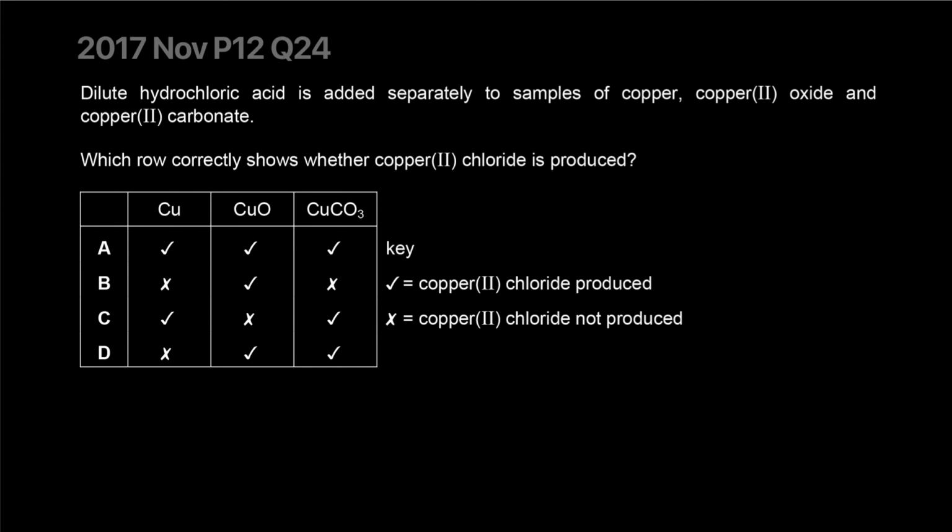All right, this is like a real question which should clear up a lot of issues people have with acids and bases and metals, like how things jumble up. Okay, so dilute hydrochloric, and I'd like to note, you have to look at this question through a specific view, right? Dilute hydrochloric acid is added separately to samples of copper, copper oxide, and copper carbonate. Which correctly shows whether copper chloride is produced? So essentially the reaction taking place.